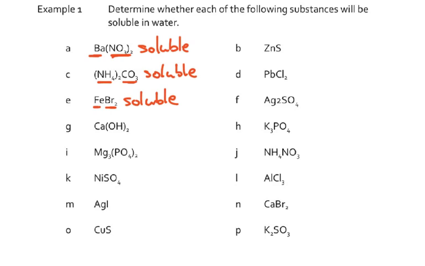I'm going to stop flipping back and forth. You can keep your data booklet out and look and pause as you need to match up. In G, we have calcium hydroxide, so we look up hydroxide, match it with calcium, and we find that that is insoluble, or low solubility. Just because of the amount of space I have, I'm going to write insoluble. Either insoluble or low solubility is perfectly fine as an answer. I, we have magnesium phosphate, so we look up phosphate, match up where magnesium fits with that, and we find that it is insoluble.